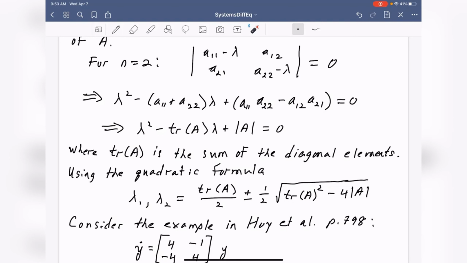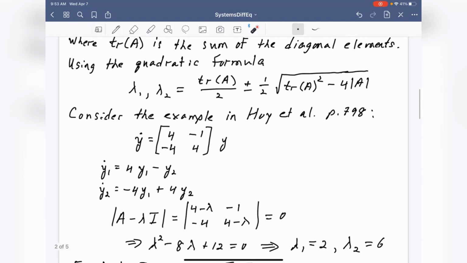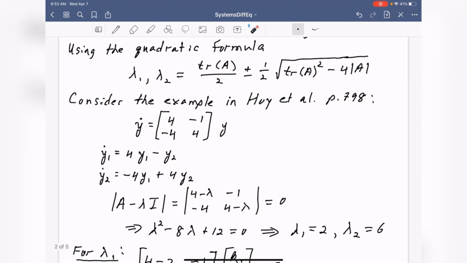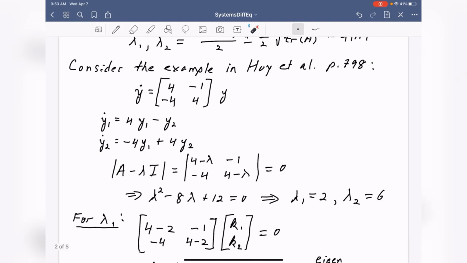So let's consider the example from Hoy et al., where we have y dot equals A times y, where the A matrix is given by 4, minus 1, minus 4, and 4. We can write that in this form here, if we write the two equations separately. And then we can find the determinant of A minus lambda times the identity matrix. Solving that, we get the solution that lambda 1 is 2 and lambda 2 is 6.